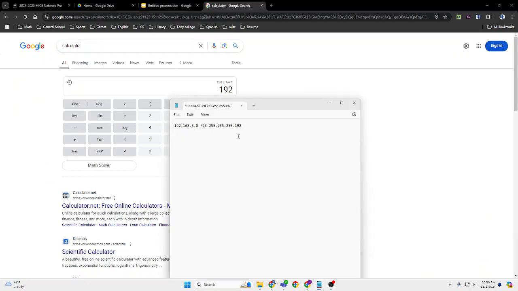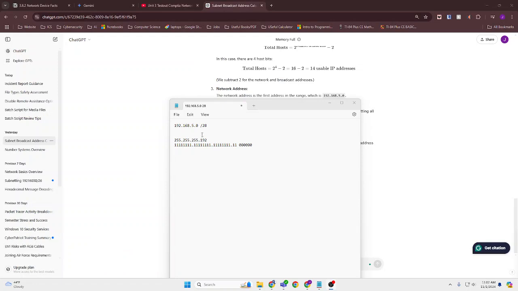So for subnetting, basically, I'm gonna convert all this into binary. So I'll be back in a second. So what this subnet is basically saying is that we need to borrow 2 more bits from the host portion of the IP address.